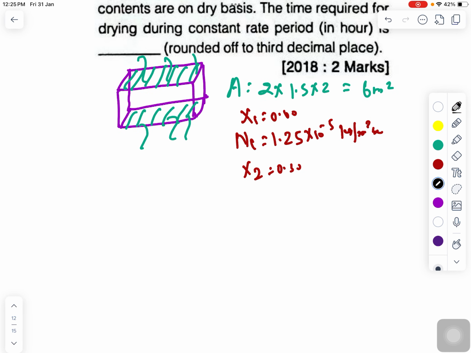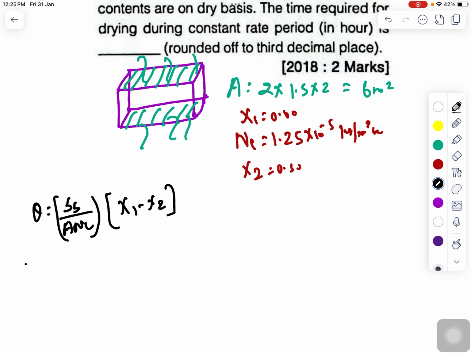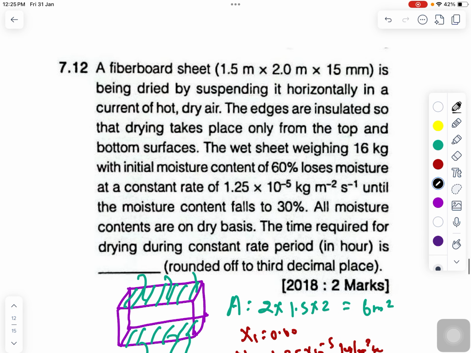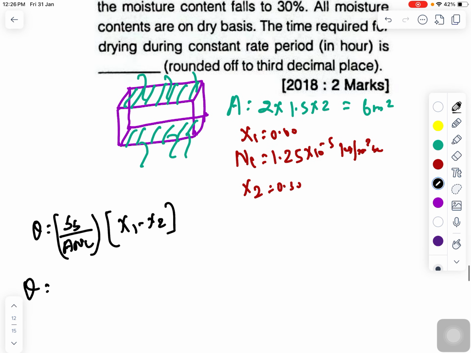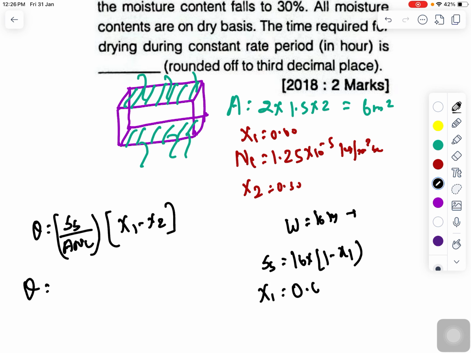So it's a very simple question. Directly we can write the formula theta is equal to Ss divided by A Nc, and obviously multiplied by X1 minus X2. So what is Ss? The weight of the sheet is 16 kg in total, and this includes the weight of solids. So Ss will be equal to 16 into 1 minus the moisture content small x1, and capital X1 is given as 0.60.